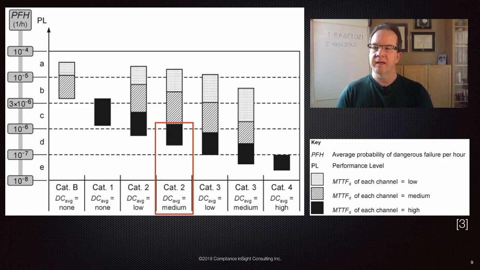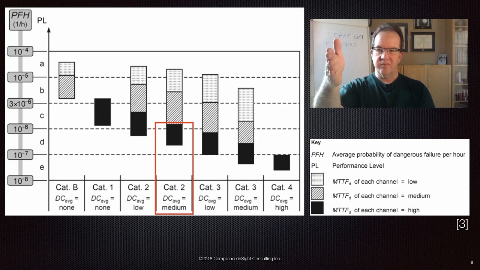And the red box basically shows you what I selected there, category 2, DC average of medium, okay, for performance level D. And then on the extreme left-hand edge of the diagram, you'll notice there's a listing of PFH. Okay, so that's the PFHD along the side, and it shows you basically the breakpoints in the performance level bands for each of those performance levels.